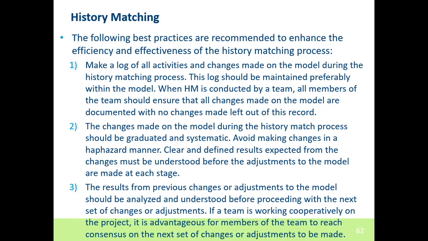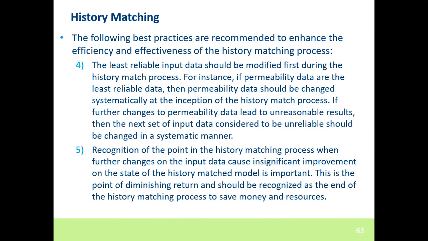The results from previous changes or adjustments to the model should be analyzed and understood before you go ahead with the history matching process. So it's advantageous for the members of the team to agree on the parameters which will be tuned. The least reliable data should be modified first. For instance, if permeability data are the least reliable data, then of course permeability data would be tuned during the matching process. Further changes to permeability data beyond your uncertainty band will lead to unreasonable results.